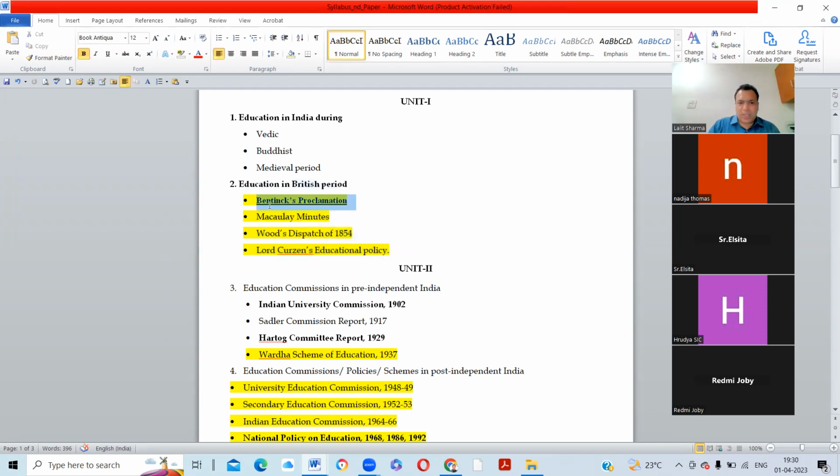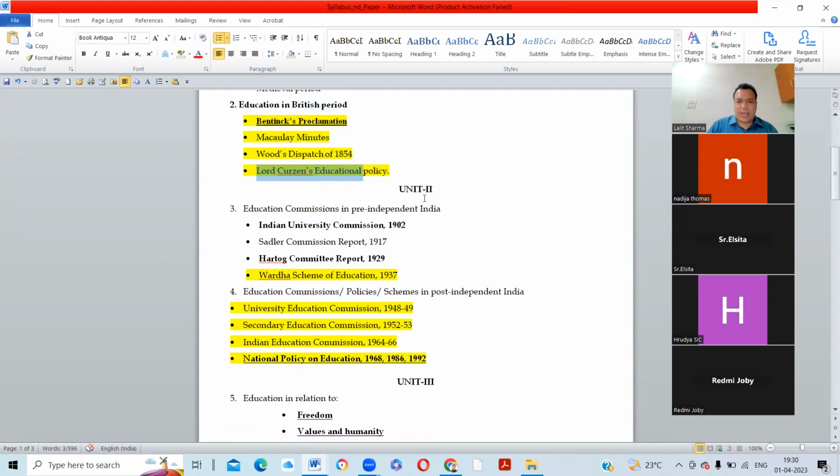ये देखो, बेंटिक प्रोक्लेमेशंस we have already discussed. मैकॉले मिनट मैंने बता दिया है. वुड डिस्पैच, कमीशंस और लॉर्ड कर्जन्स एजुकेशन पॉलिसी, ये भी इजी है, ये आप अपनी गाइड में से कर सकते हैं, राइट? अब आ जाओ यूनिट सेकंड.